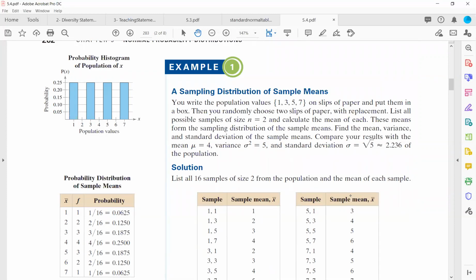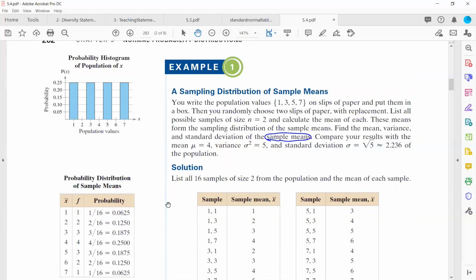You can randomly choose 2 slips of paper with replacement. Then you can list all possible samples of size n equals 2 and calculate the mean of each. These means form the sampling distribution of the sample means. The question says find the mean, variance, and standard deviation of this new sampling distribution, which is sample means.